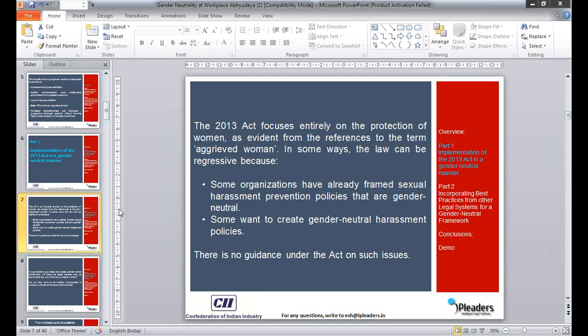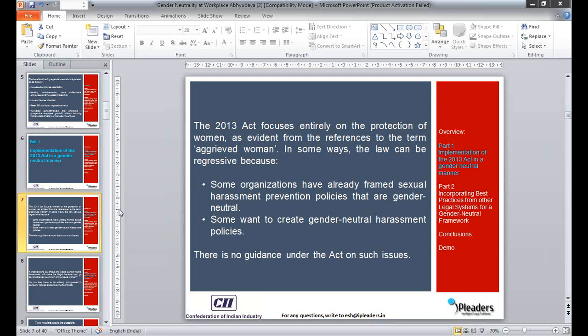Moving on. The 2013 Act, whenever it talks about the complainant, is talking about the aggrieved woman, who is only defined to include woman. A man cannot complain under the Act. So if there is sexual harassment at work, any private or government organization is today only required to protect women. A woman who is sexually harassed can complain, but a man who is sexually harassed at work cannot complain.